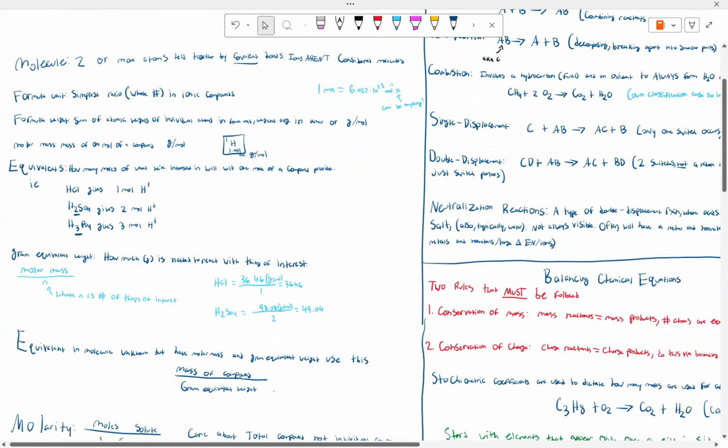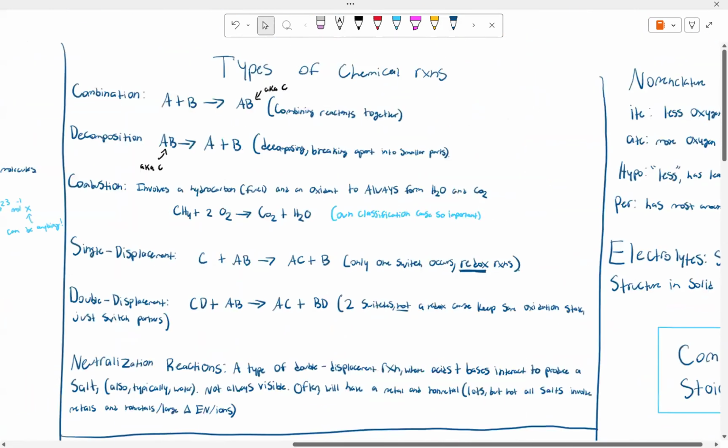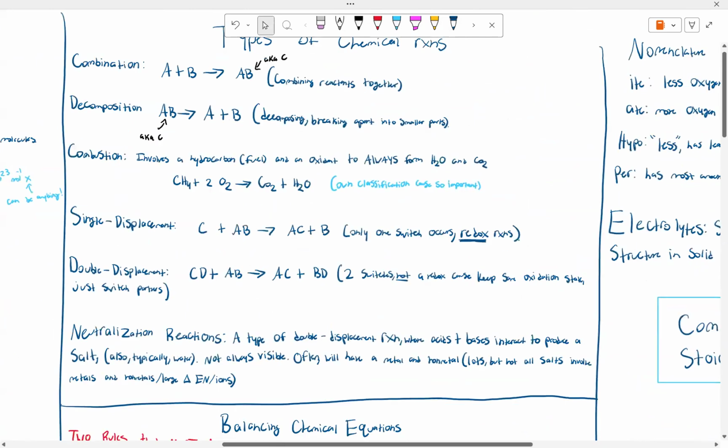Yep, okay. Types of chemical reactions. This is more or less a jack of all trades chapter. There are combination reactions, which, as the name suggests, make sense: you have A plus B and you combine them to make AB, or a new product C. So you're combining the reactants together. Decomposition is sort of like decomposing, breaking apart into smaller parts. So AB, or C, is being transformed into A plus B.